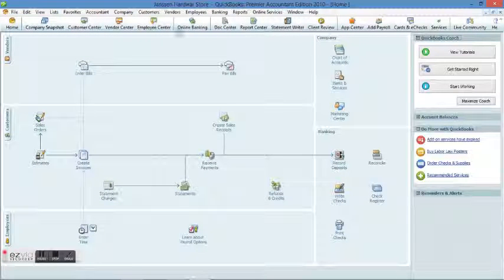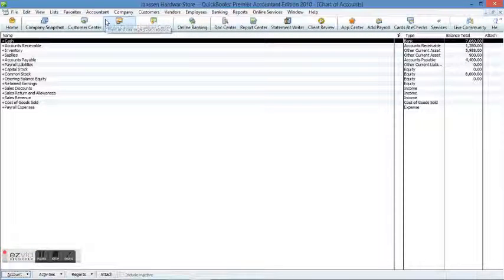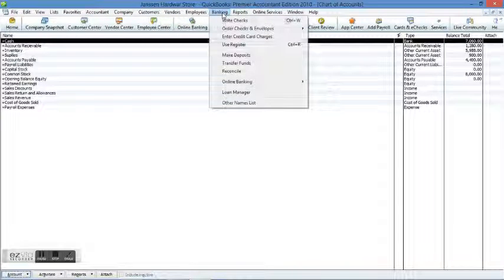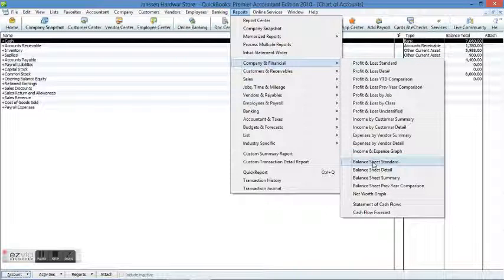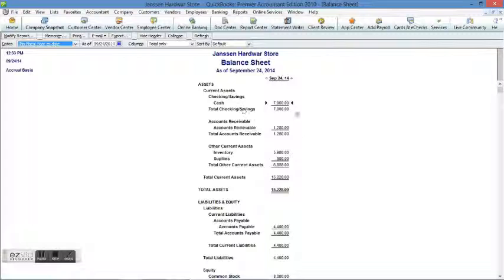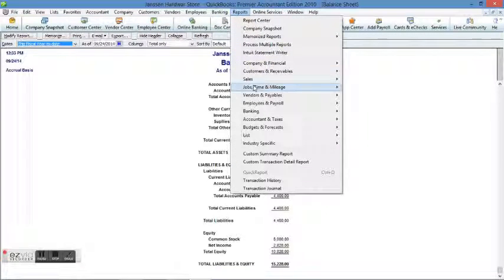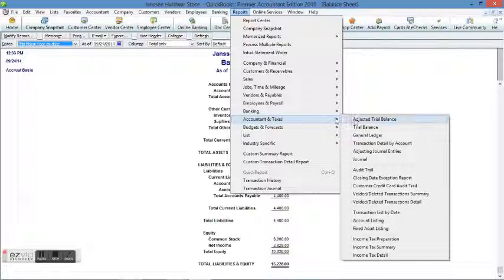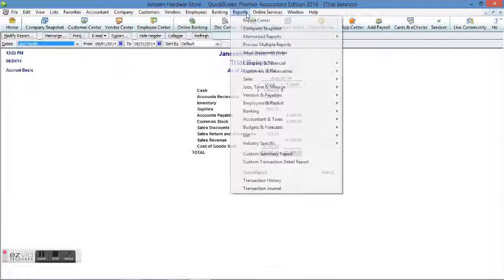Alright, once you've done all that, there's several different reports you can look at, most from here. I prefer the Accountants tab. Look at our chart of accounts, see how much cash we have on hand, how much supplies we have, merchandise, things of that nature. Go to reports, go down to company and financial. Balance sheet standard, your standard balance sheet, get your assets, liabilities, equity. See the assets equals liabilities plus equity. Go down again. We got our trial balance. Trial balance comes out good. Alright, looks good so far.